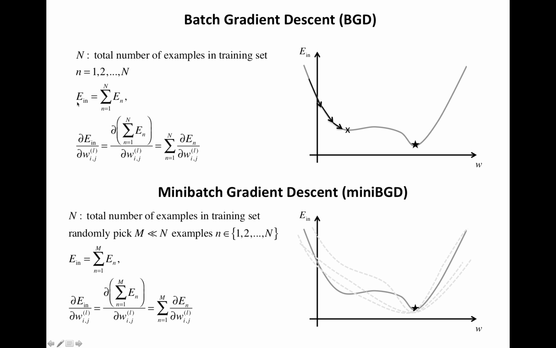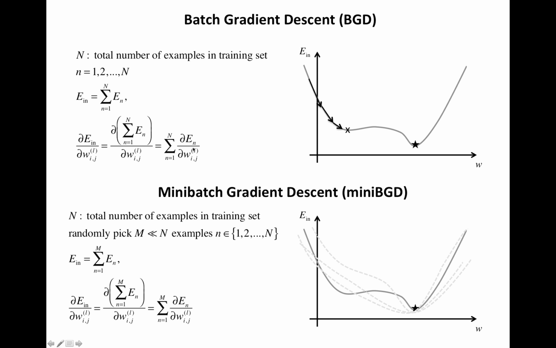We call this summation E, the total error. We can show that the derivative of the total error with respect to an arbitrary weight at an arbitrary layer, w^l_ij, actually equals the partial derivative of this summation with respect to w^l_ij. And the derivative is linear, so you can move the summation out of the derivative. It becomes a summation of the partial derivatives of E_n over the same weight.